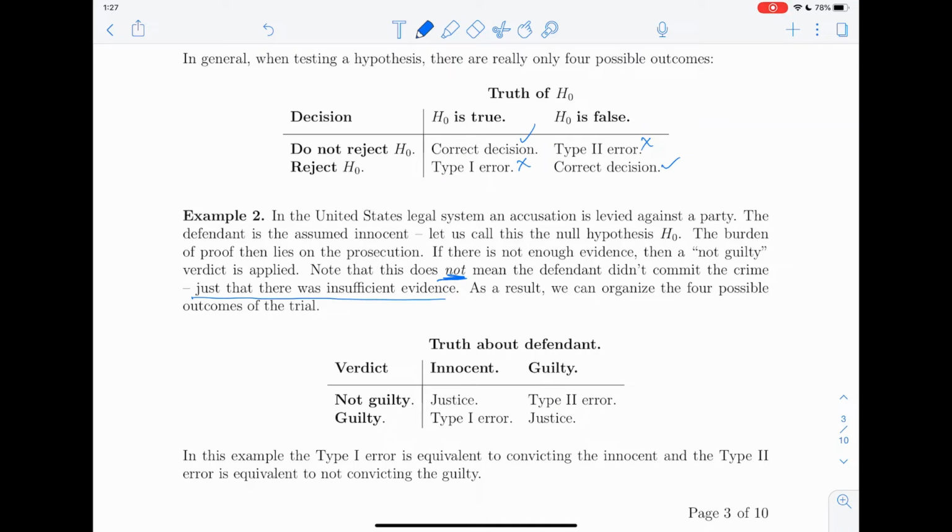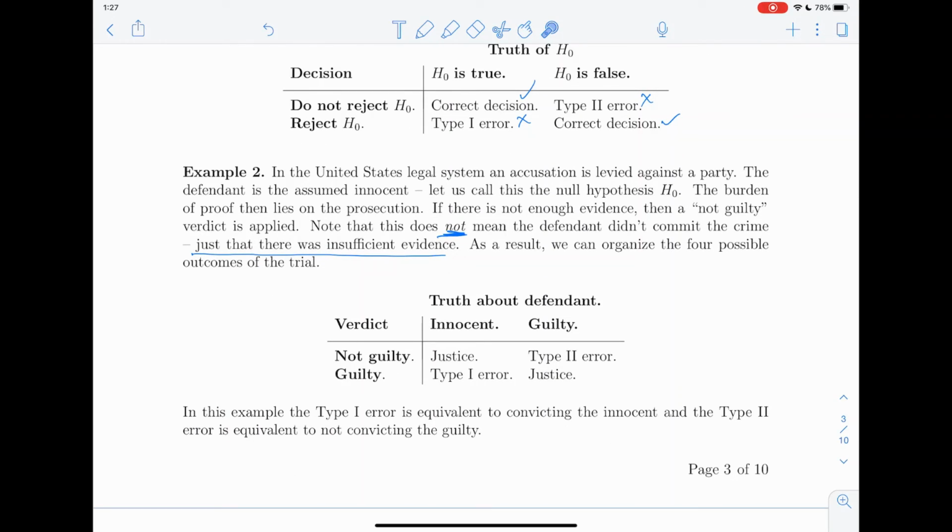So the conclusions we can draw are the following. Truth about the defendant, which of course is that null hypothesis. If the defendant was innocent and we rendered them not guilty, then justice has been served. If the defendant was guilty and we declared them guilty, then again justice is achieved. If the defendant was guilty and the verdict was not guilty, then we commit what we're calling a type 2 error. Whereas if a defendant was innocent but we declared them guilty, this is a type 1 error.